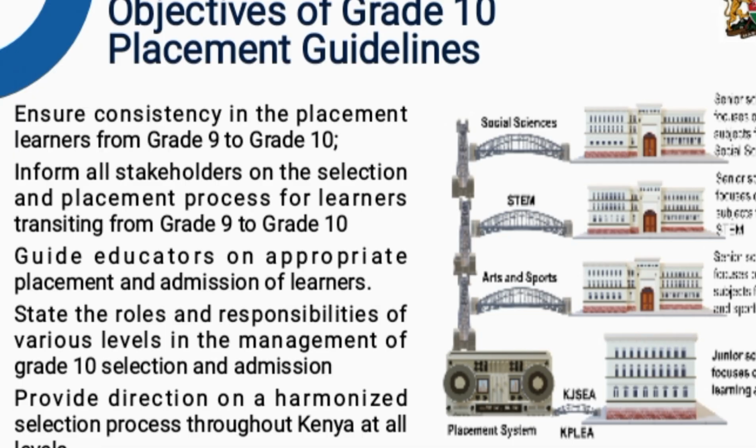As you can see through your phone, your tablet, or your laptop, on the right side of your gadget, we have three pathways. We have the art and sports pathway, we have STEM, and we have social sciences. The junior school focuses on learning areas. Senior school focuses on subjects for arts and sports, under STEM, senior school focuses on subjects for STEM, and under social sciences, senior school will focus on subjects for social sciences. So that is some of the objectives of grade 10 placement guidelines.